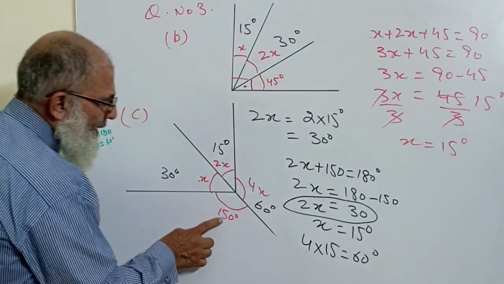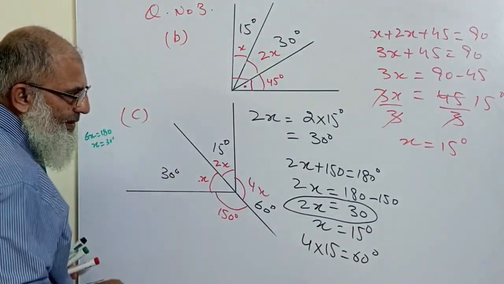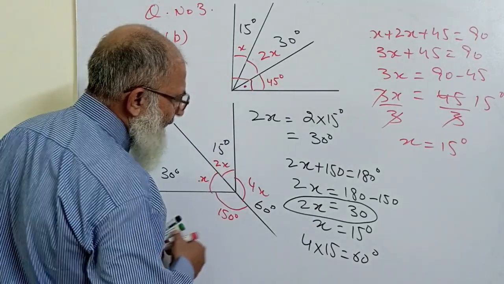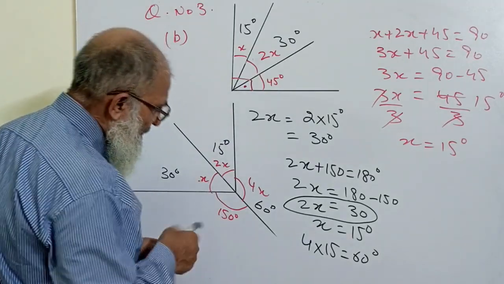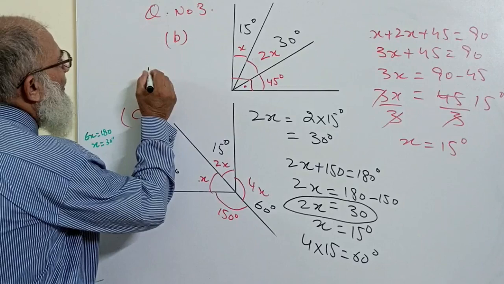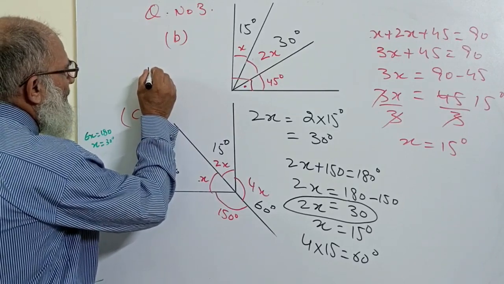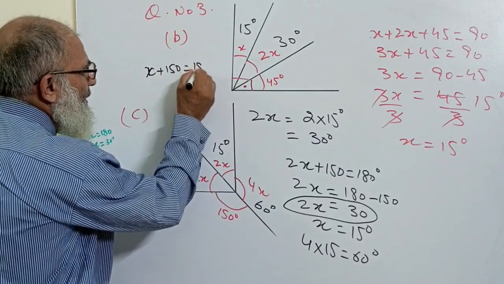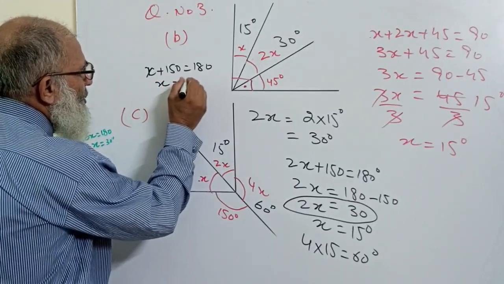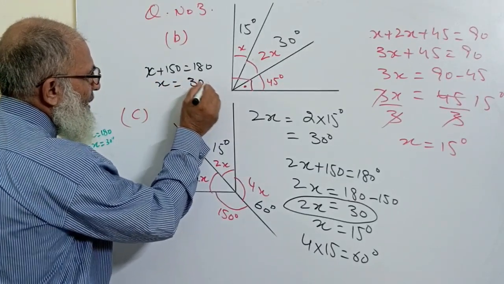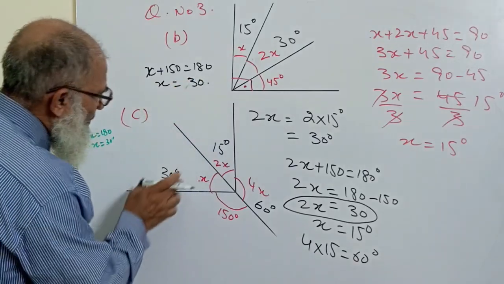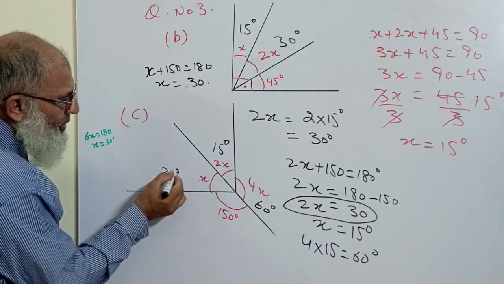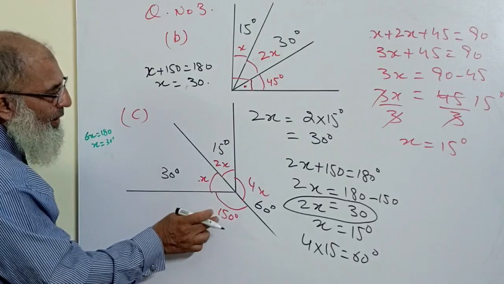Now 150 plus x will give us 180. So x plus 150 is equal to 180, so x is equal to 30. Since now this x is equal to 30 degrees.